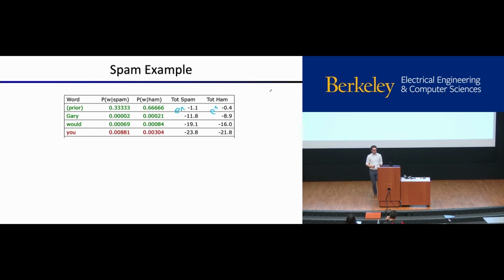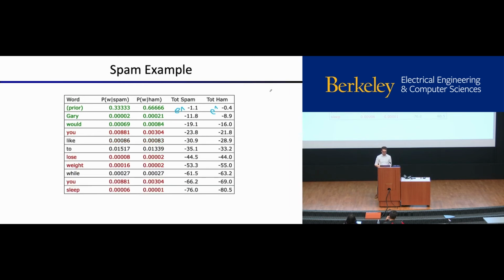"Gary, would you like to lose weight while you sleep?" All right, so this took a bit of a turn. It's now a lot of red words and a few that are about even. This is probably spam. Hopefully it comes out to be spam. So when we multiply all these conditional probabilities times the prior, the final number, if we take the log of it, is minus 76. And if we do the same thing for ham, we get minus 80.